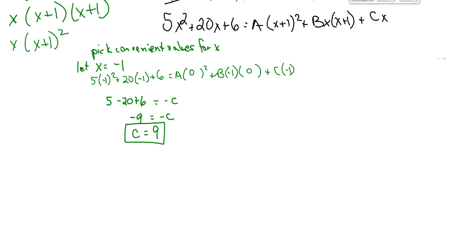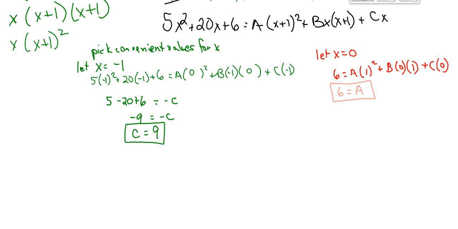And then our other convenient value to pick is x equals 0. If you haven't already done that, go ahead and try letting x equal 0, so some of those variables drop out, and see what you get. Then for that one, we let x equal 0, and we get 6 equals a. So those two are pretty straightforward.